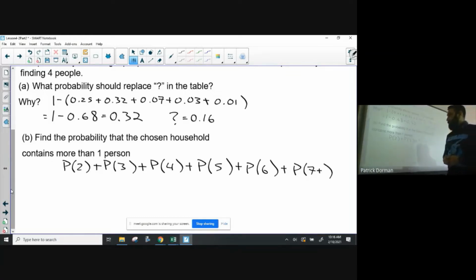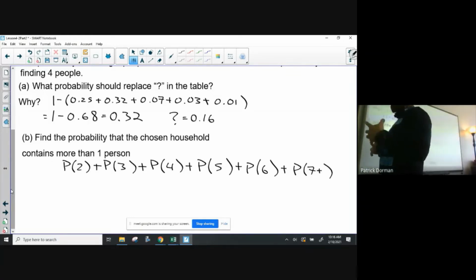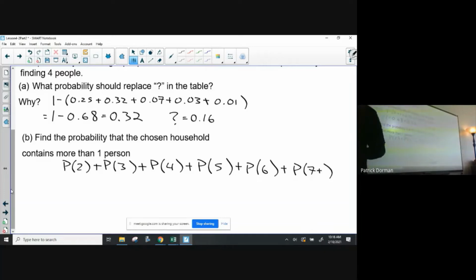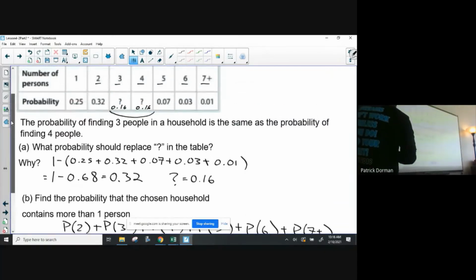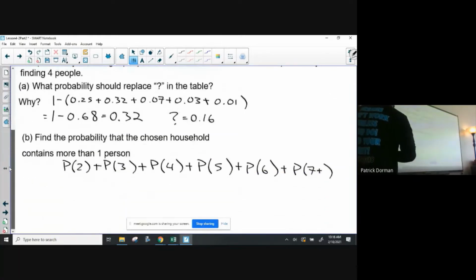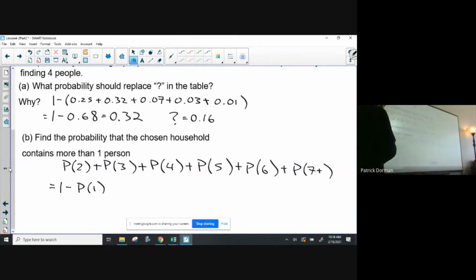And you could add all of these up, right? Use your addition rule to find it, or we could maybe use the complement rule, right? Isn't it the same thing as 1 minus the probability of 1? We could also use the complement rule. These are all the same. I would like to do that because it is less work, right?